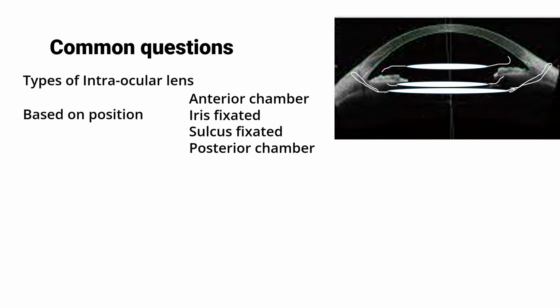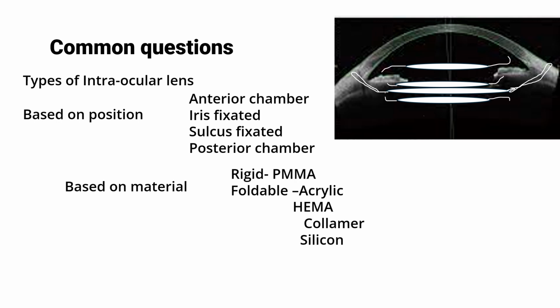iris retrofixed IOLs, or it can be a sulcus fixated or scleral fixated IOL where the lens is sutured to the ciliary sulcus. Okay. Or it can be a posterior chamber intraocular lens where it is placed in the lens capsule or capsular bag. Based on the material, it can be a rigid lens or foldable lens. Rigid is usually made of PMMA. Foldable lenses are made of acrylic, hydroxyethyl methacrylate polymer, or silicon.